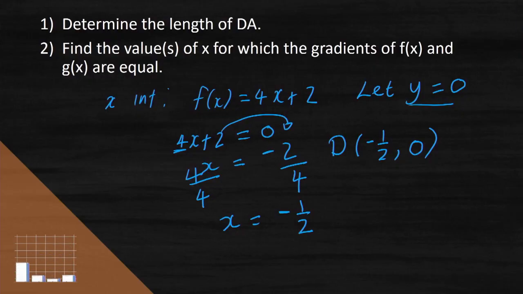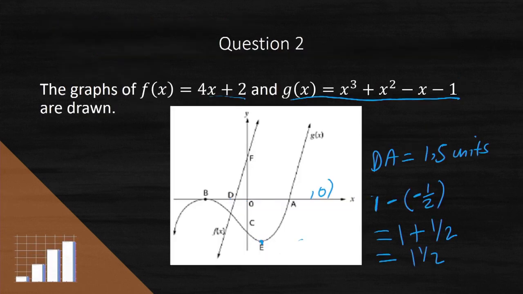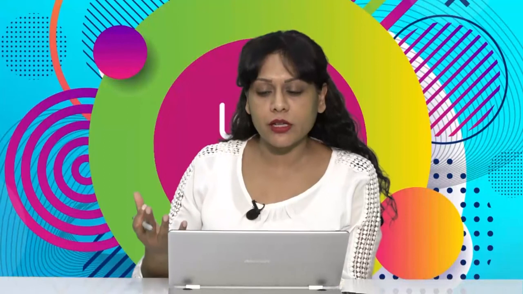The next one says, find the values of x for which the gradients of f of x and g of x are equal. So we're looking for where the gradient of the straight line, which is 4, remember this is in the form y is equal to mx plus c, where the gradient of the straight line will be the same as the gradient of your cubic function. So where they are going to be the same is not really important. They just want to know what is the x value when this happens. So all you're going to do is find the gradient of the cubic function g of x, equate it to the gradient of the straight line, and solve for x.